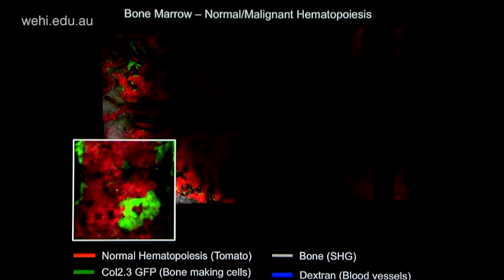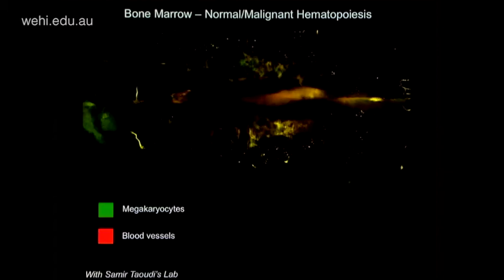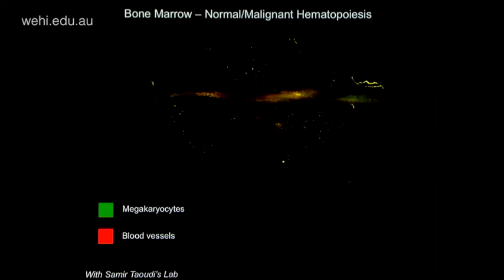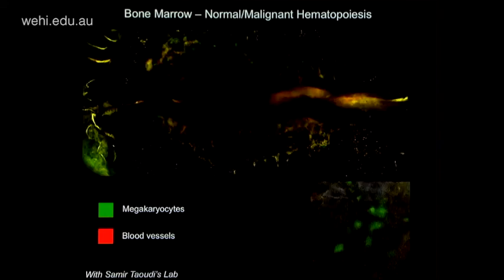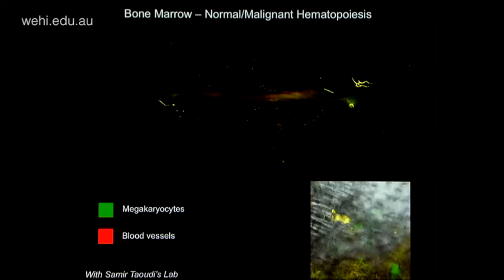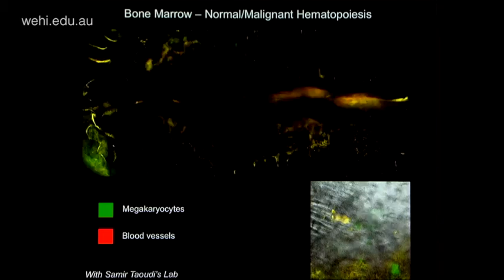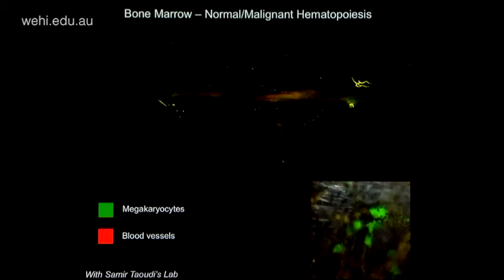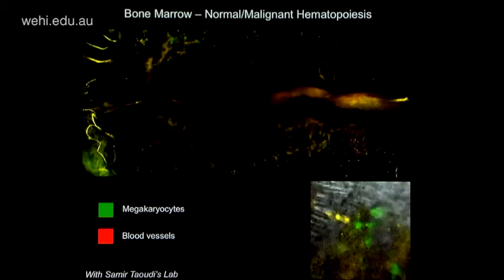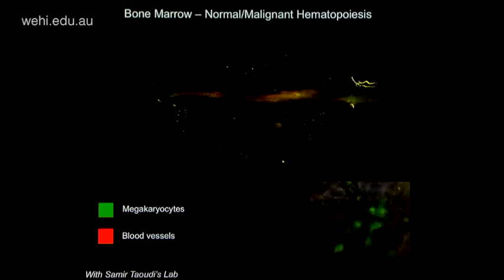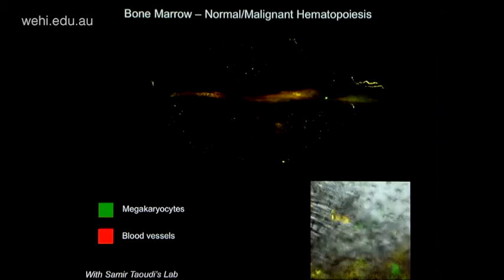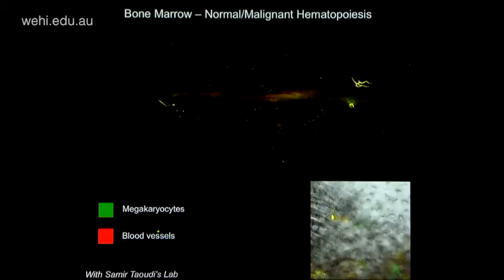So there's many different applications for this, and this is something that is being expanded on a lot at WEHI, and I'm just going to show you a couple of really quick examples. This is a beautiful one that's been done recently with Sameer Tawdy's lab, because a lot of people have been involved in developing this system. There's so much data on here that the computer's struggling to keep up with it. But what we have now is looking at megakaryocytes and blood vessels.